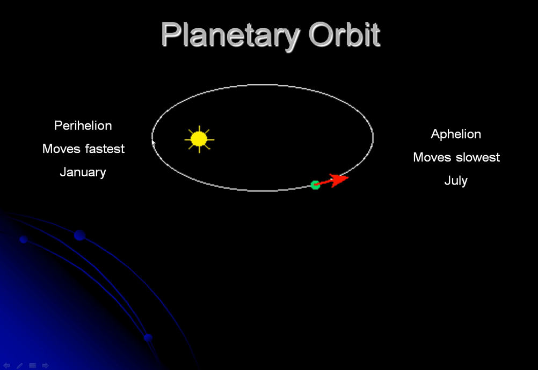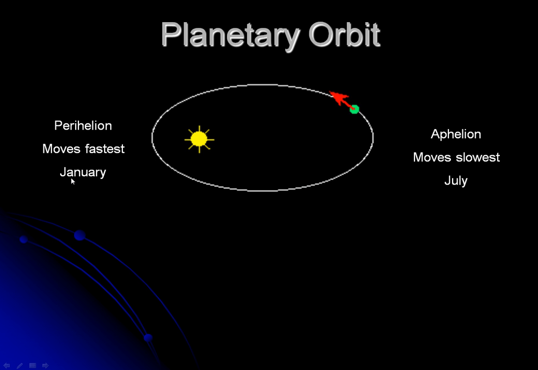So the Earth, being somewhat closer to the Sun, not as much as in this picture, you couldn't see how much closer it is in an image. Perihelion, we move fastest in January. Aphelion, we move slower in July because we're further away. See, faster here, slows down. Faster here, slows down.